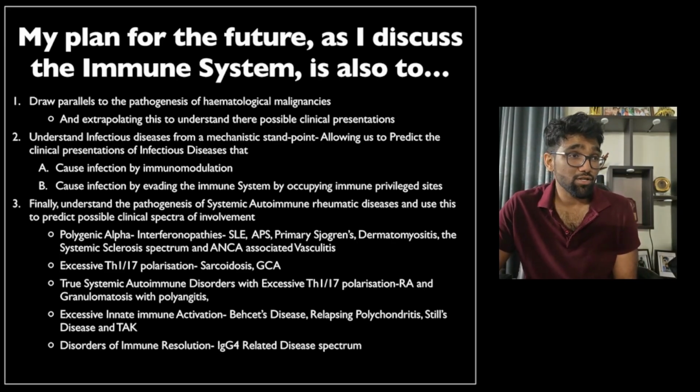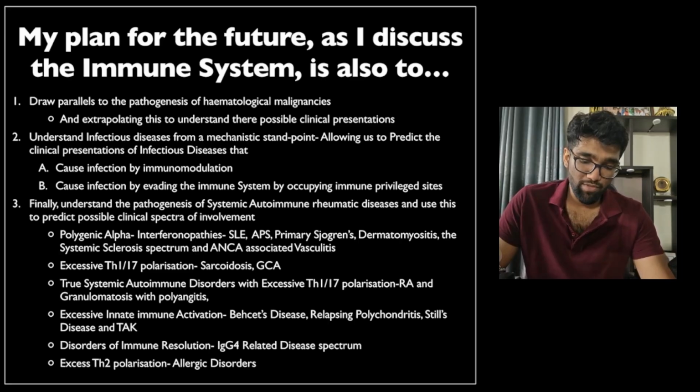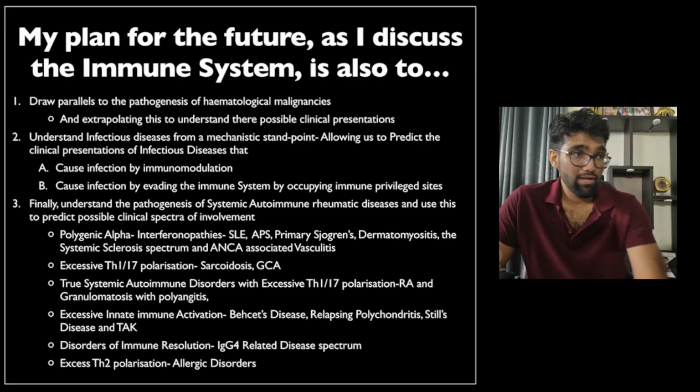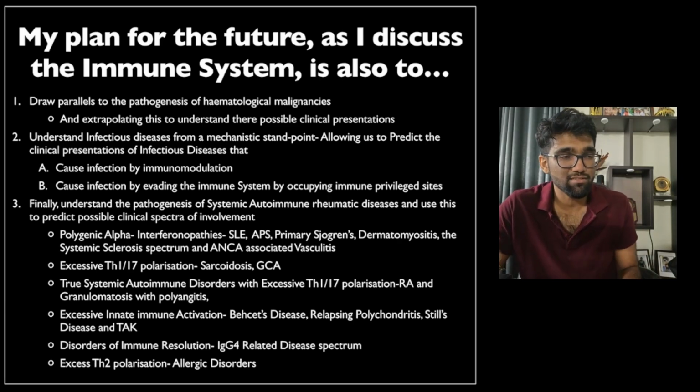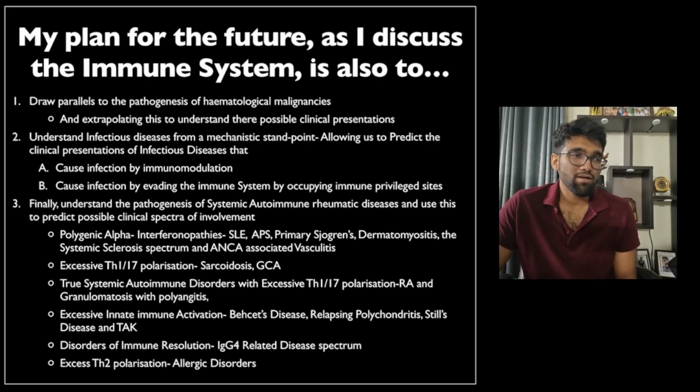Then we'll talk about disorders of immune resolution, and the prototype of this disorder is IgG4 related disease and the entire spectrum of that disorder. And finally, we'll end the discussions on the systemic autoimmune rheumatic diseases with disorders with excess Th2 polarization, that is essentially allergic disorders. That will include asthma, histaminergic urticaria, and atopic dermatitis, etc.